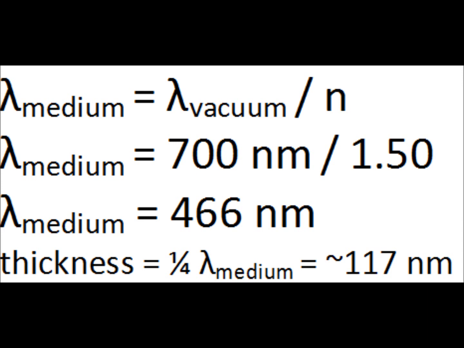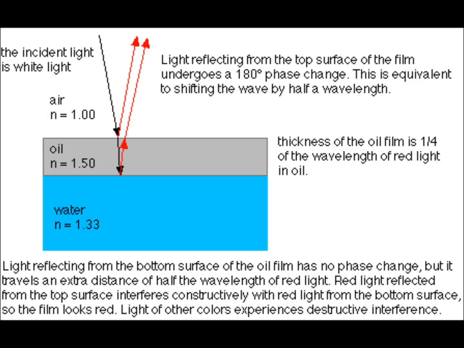That's the wavelength of red light in the oil. And since we're told that the thickness of the oil layer is 1/4 of the wavelength of red light in oil, I'm going to take 466 and divide it by 4 and get 117 nanometers. That's the thickness of the oil. So now let's tie this all together.